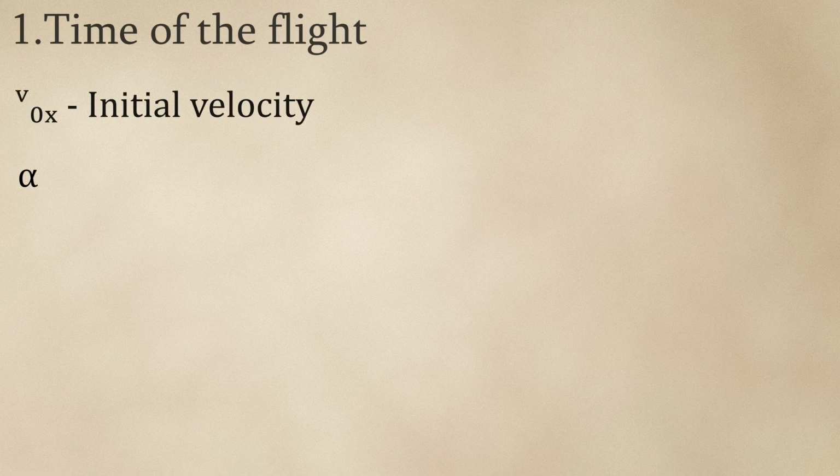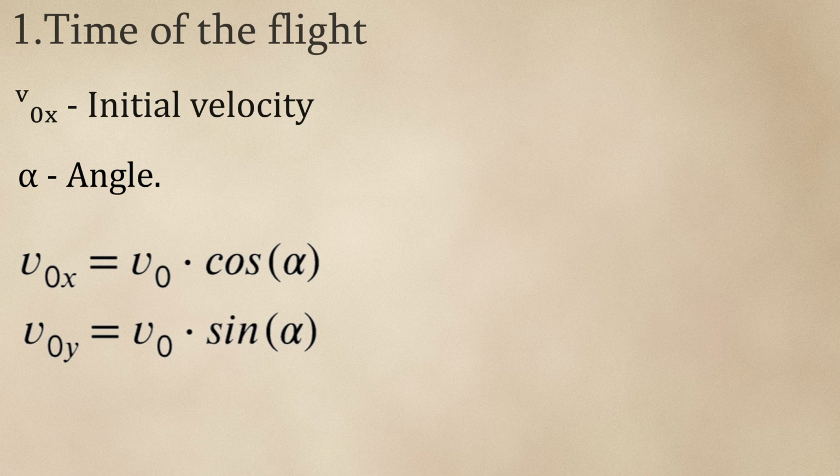Let's start by deriving the time of flight. We split the speed into x and y vector components. If v0 is our initial velocity and alpha is the angle the ball was thrown at, initial velocity can be projected onto our coordinate system as v0x equals v0 times cosine alpha and v0y equals v0 times sine alpha. The acceleration on the x-axis is 0 since the air resistance is negligible. The acceleration on the y-axis is just gravity.